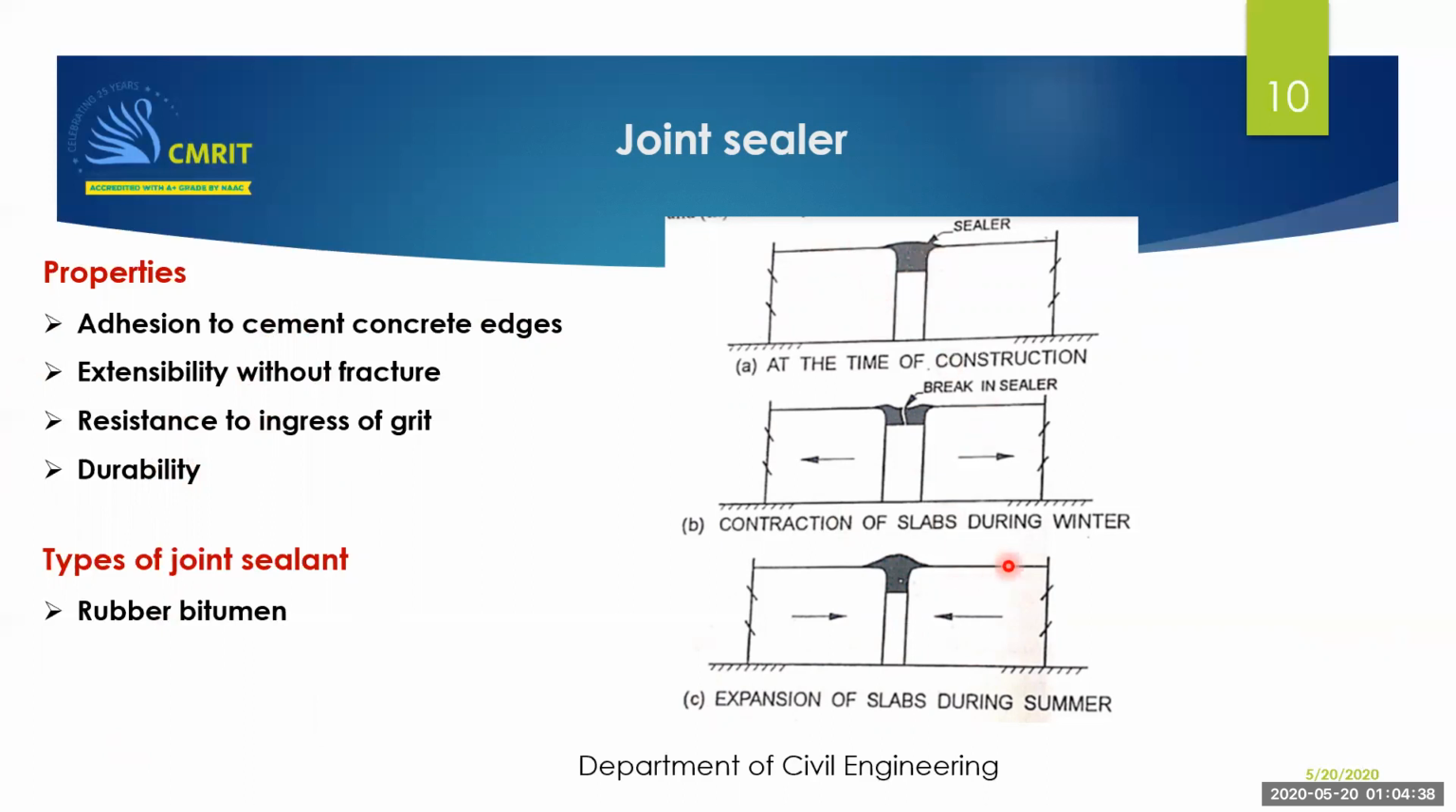So during winter, there is a chance wherein the slab will contract and the sealant may break. So this should not happen. Like that, we should design the pavement. Similarly, if there is an expansion, what happens? The sealant will try to form a crown on top of this joint, and this also will create a lot of discomfort, and it will even cause wear and tear of that surface.